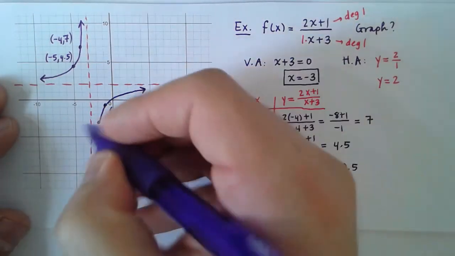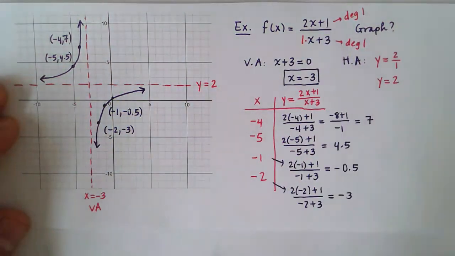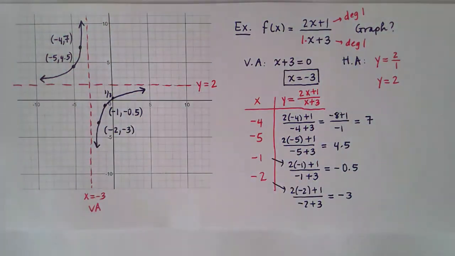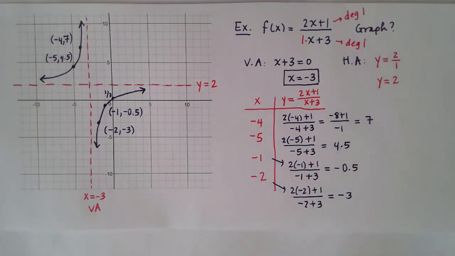So it has 2 pieces. You can find the y-intercept. For example, the y-intercept will be 1 over 3. You can just check that one. If you plug in 0, you will get 1 over 3. So this is how you graph a rational function of this form. You plot some values, you find the vertical asymptote and the horizontal asymptote, and then you graph it accordingly, because those 2 lines are the asymptotes.